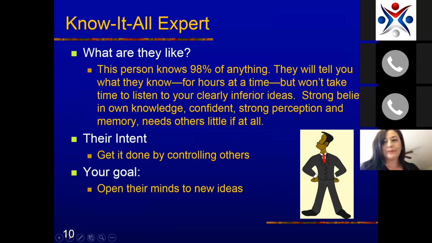Slide 10. Okay, now the know-it-all. The know-it-all is also very controlling and will likely not listen to your ideas. They probably don't think you have good ideas. Your goal is to open their minds to new ideas. You can say something to them like, you're really smart, Avis. I agree with you factually. How do we put this into practice? How do we put this into a practical application? Remember, don't let them control.